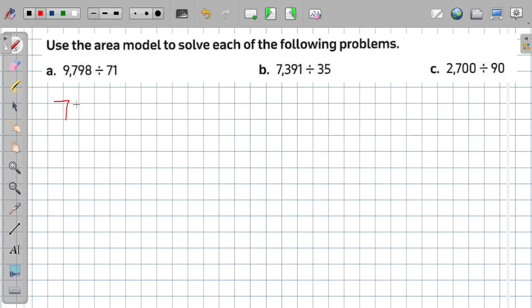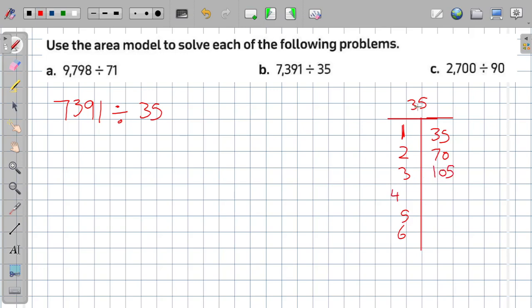I have here 7,391 divided by 35. So first, let's make our timetable, the timetable of 35. 1 by 35 equals 35. 2 by 35 equals 70. 3 by 35 equals 105. 4 by 35 equals 140. And 5 by 35 equals 175. And 6 by 35 equals 210.